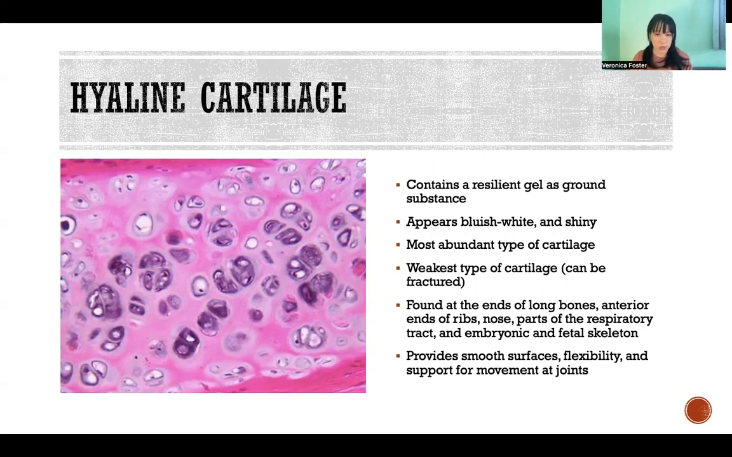But in addition to in our joints, we also have hyaline cartilage at the anterior end of our ribs. So in the front of the rib cage, where the ribs connect to the sternum and where some of the ribs really just connect to each other. We also have it in the nose and parts of the respiratory tract and in the embryonic and fetal skeleton. So again, the function is to provide smooth surfaces, flexibility, and support, primarily with our moving joints.